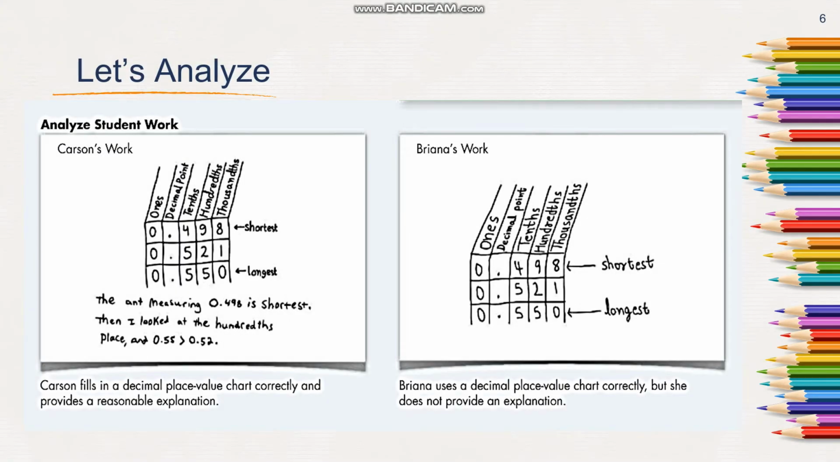Let's analyze these two students' work. As you can see, Carson fills in the decimal place value chart correctly and provides a reasonable explanation. He said that the ant measuring 498 thousandths is the shortest. Then he looks at the hundredths place, and 0.55 or 55 hundredths is greater than 52 hundredths. For Brianna's work, Brianna uses a decimal place value chart correctly, but she does not provide an explanation.